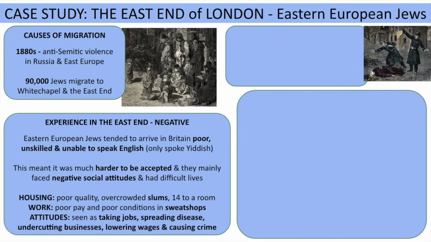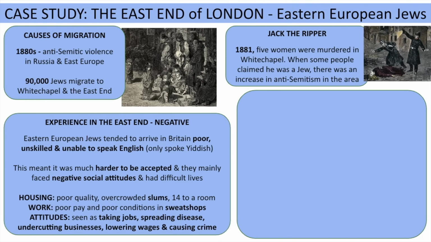And the most famous example we have for this in the East End is how Jews are blamed for, or some people blame them for, the Jack the Ripper murders. Now, I'm sure lots of you will have heard of these, but in 1881, 5 women are murdered in Whitechapel, which is in the East End. To this day, we don't really know who Jack the Ripper was, but some people at the time claimed that he was Jewish, and that leads to even worse anti-Semitism in Whitechapel and in the East End, as Jewish people were accused of or blamed for that crime.